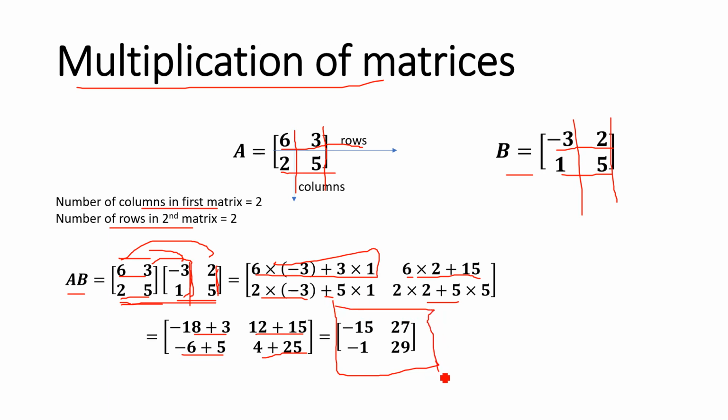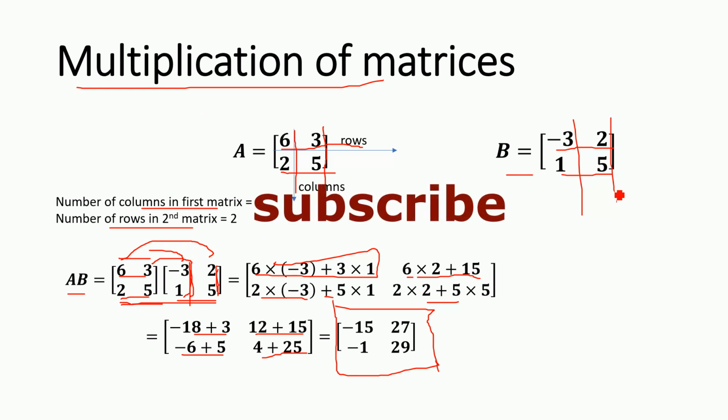So this way we can multiply any matrices, but first we will make sure that the number of columns in the first matrix is equal to the number of rows in the second matrix.